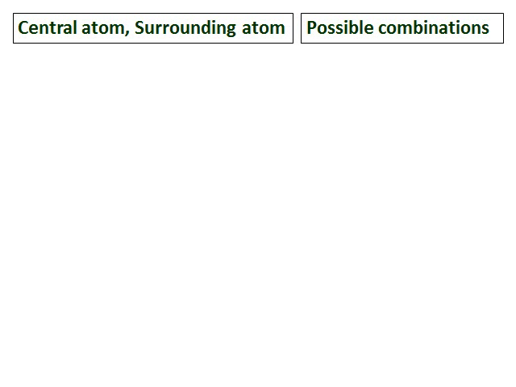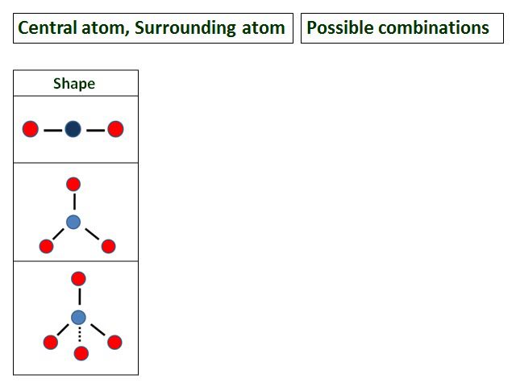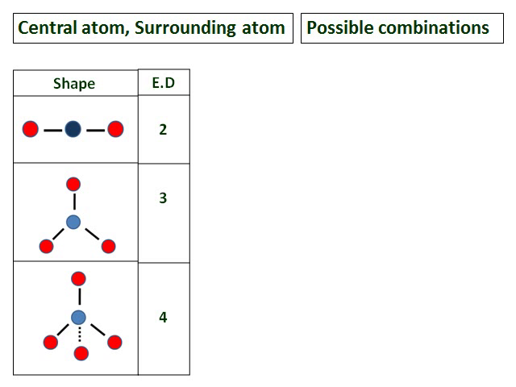Now let's try to understand the different possible combinations for the central atom with surrounding atoms. So let's see what the different shapes available are. The first one is one central atom with 2 electron domains, or I can have one central atom and 3 atoms surrounding it, or I can have one with 4. We do have more that will continue later. So now the electron domain is written over there. The first one is 2, the second one is 3, and the third one is 4.